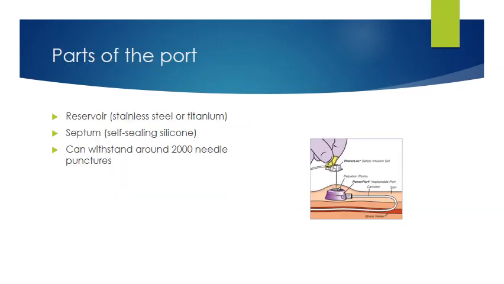The parts of the port are the reservoir and the septum, and you can see on this picture over here the reservoir and the septum. The reservoir is that purple piece in the picture, and then the septum is where that needle is going straight down into, and it's a self-sealing silicone. It can withstand around 2,000 needle punctures. So you stick it in and you pull it out, and it just seals itself right back up. It's pretty amazing actually how they work.